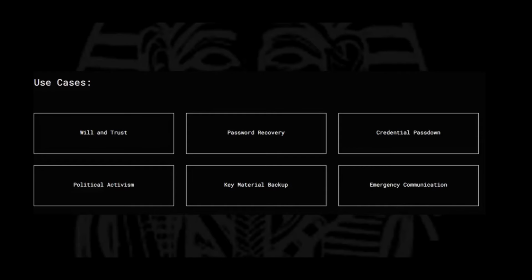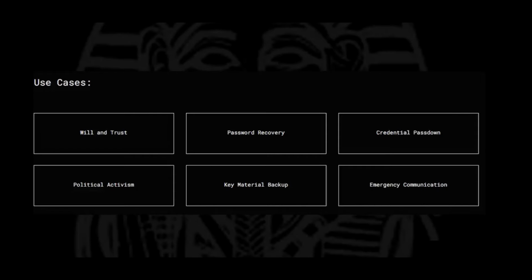So the first one we have is will and trust. So a dead man switch, a sarcophagus, could be an electronic will which is passed down literally when the owner of the will or the testator is incapacitated. So I'm going to just briefly run them down. We'll be discussing in details much later.